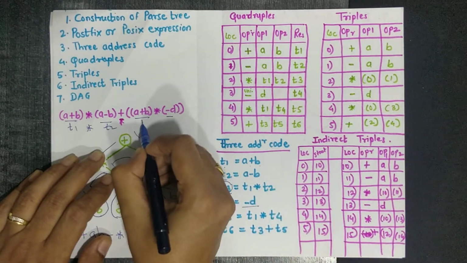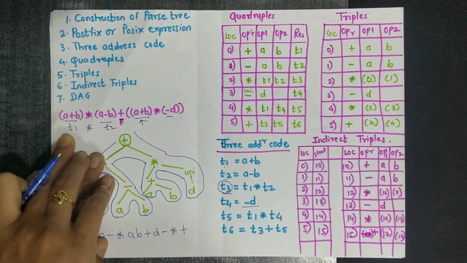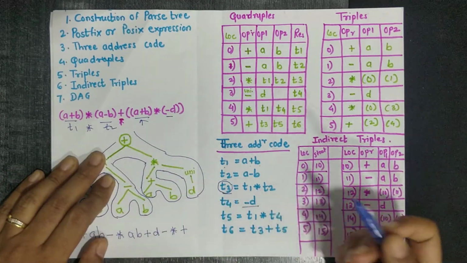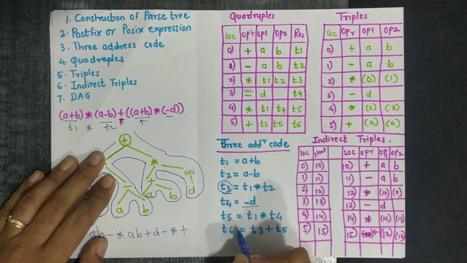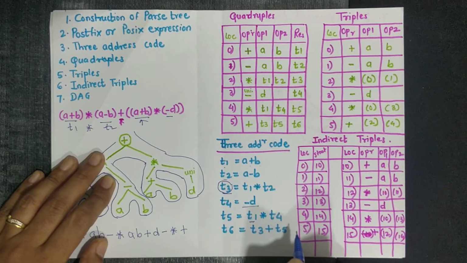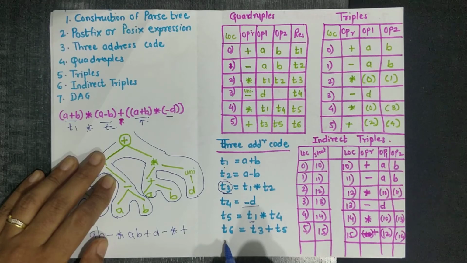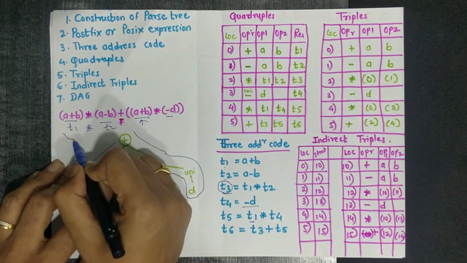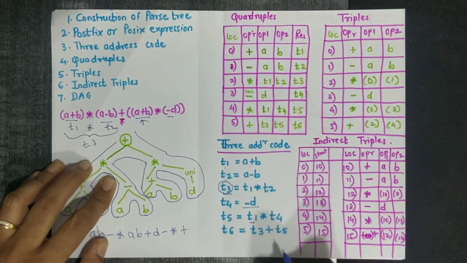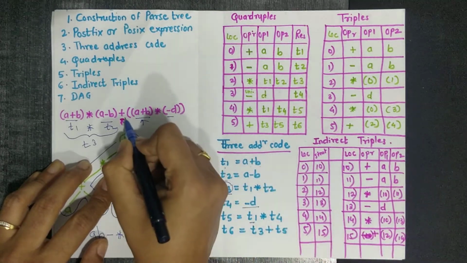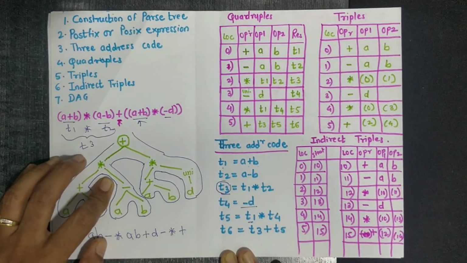Afterwards t4 is nothing but minus d. Why have we not done this again for a plus b? As we have already generated a plus b with the t1 variable, there is no need to assign a new variable. So what is t5 then? t1 into t4, that is nothing but this term, and lastly t6 is nothing but t3 plus t5, this is the plus operator. So this is nothing but your 3 address code generation.